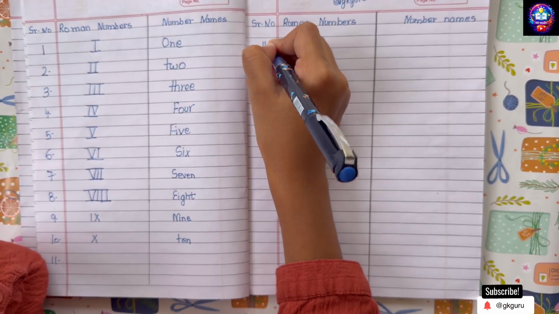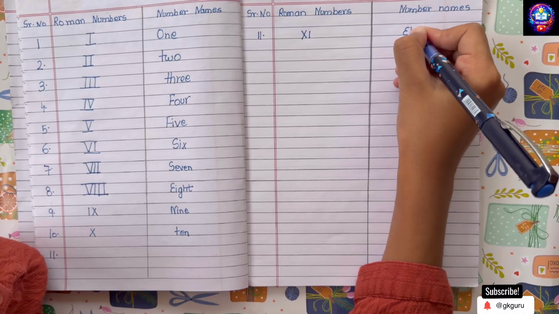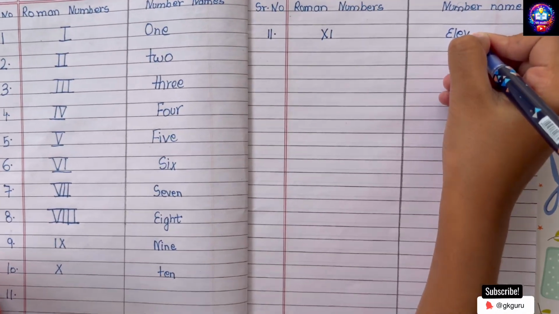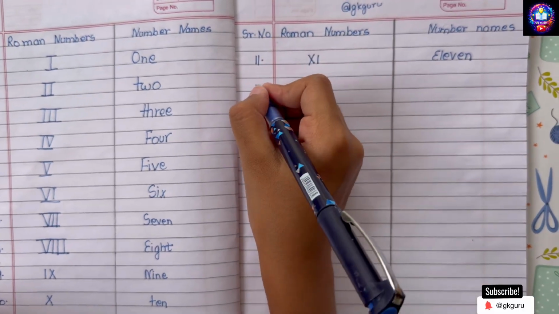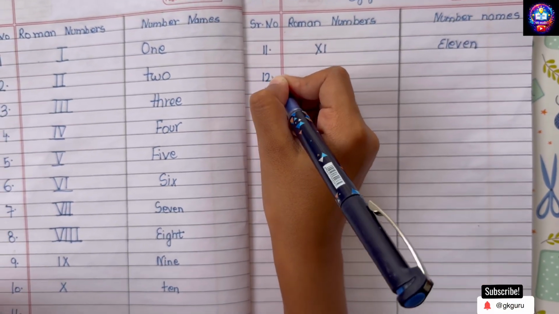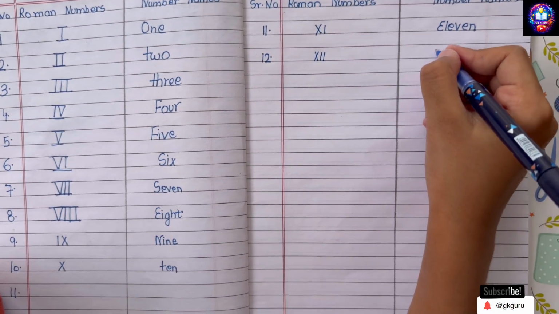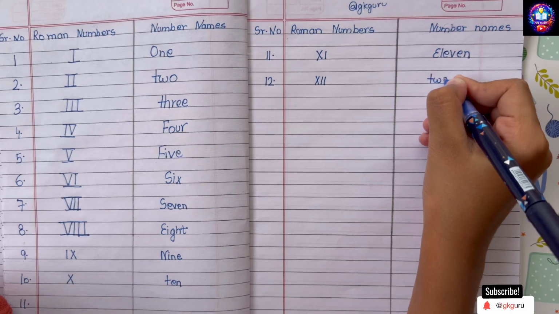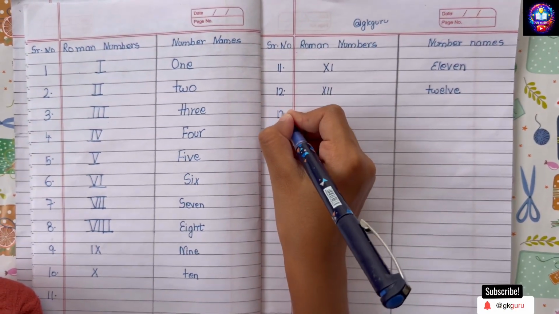11. E-L-E-V-E-N. 12. T-W-E-L-V-E, 12. 13.